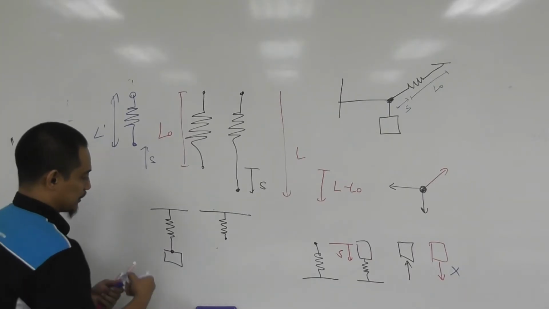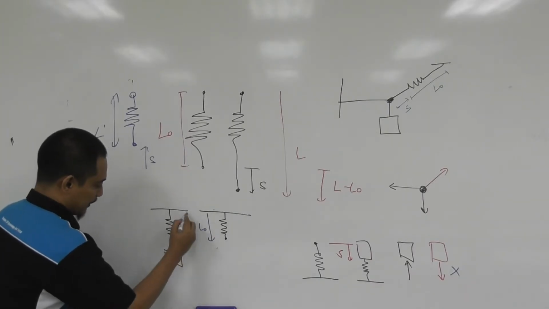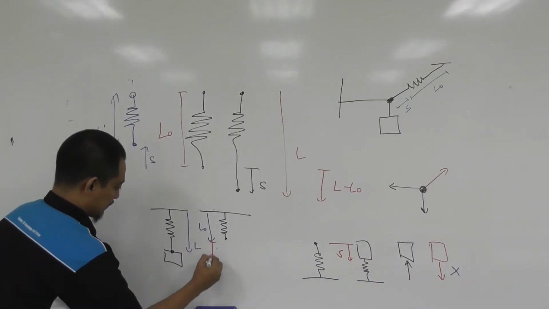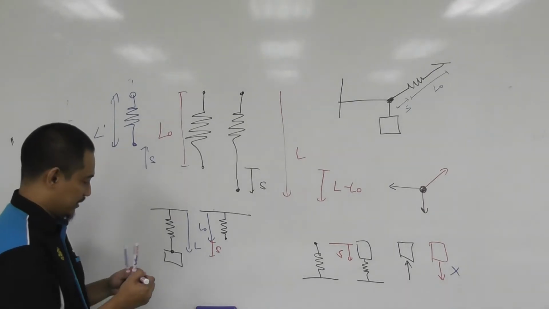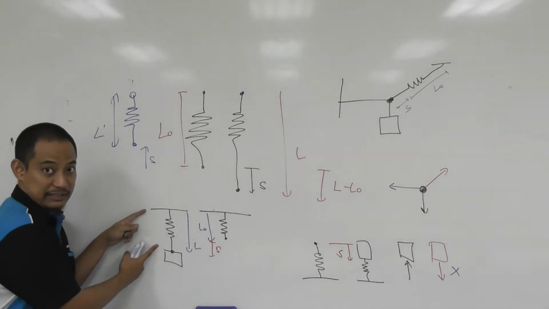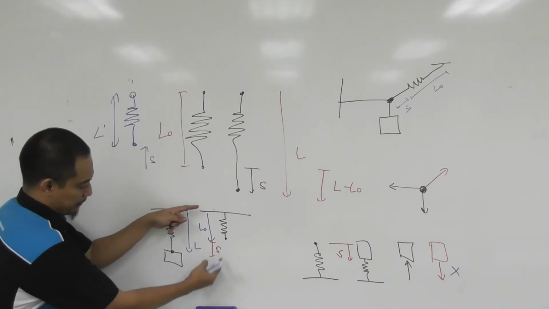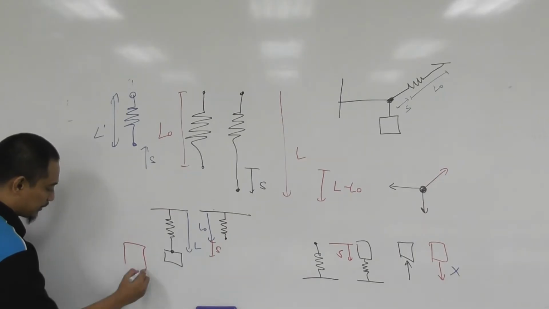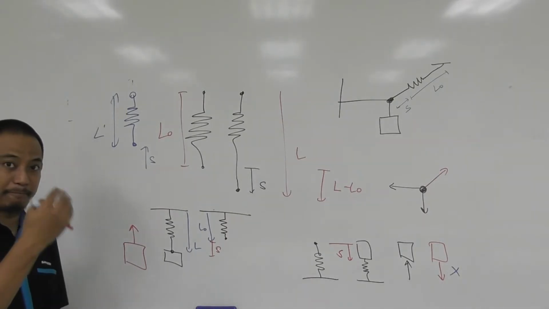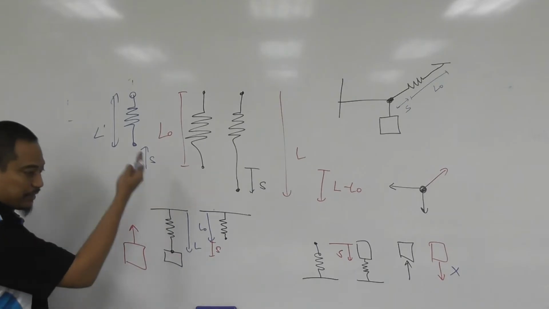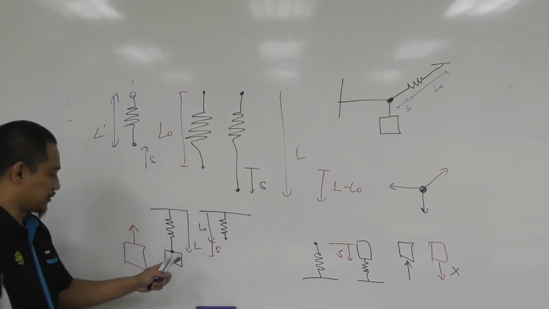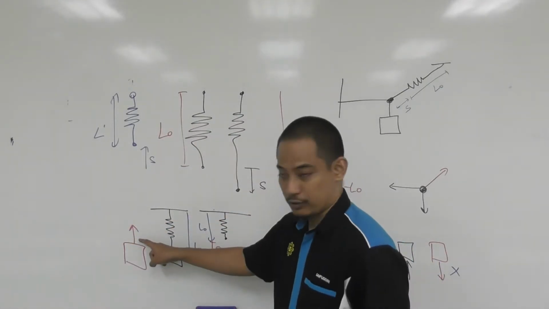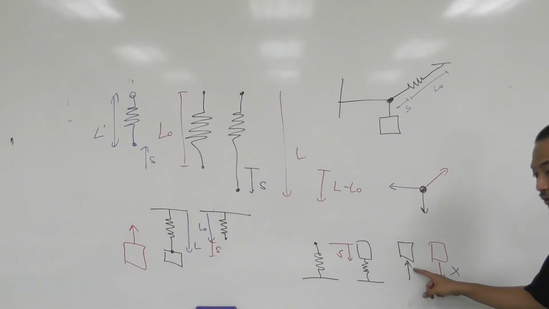So let's say it's originally here at L0, but now it becomes L, where you have this extension s, right? In this case, what will the spring do? It wants to go back up to its original position, right? So if you draw a free body diagram, the spring will pull it up because it wants to go back up to the original position, the original length, right? So that's why you draw the arrow upwards like this.